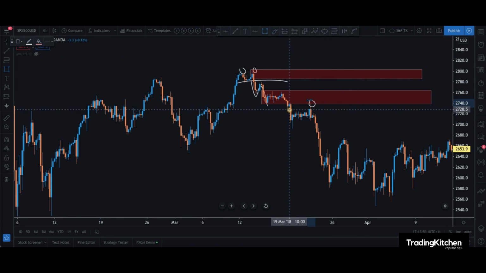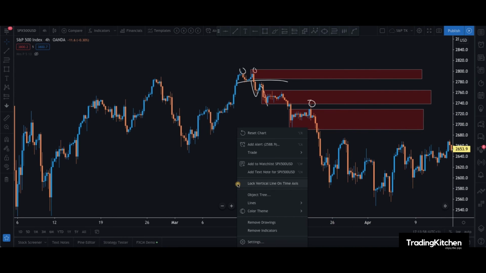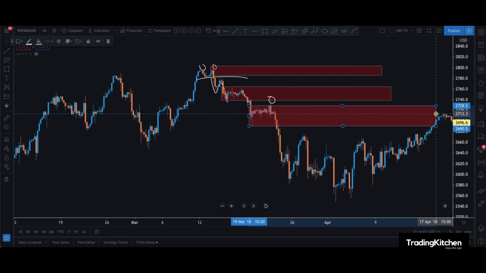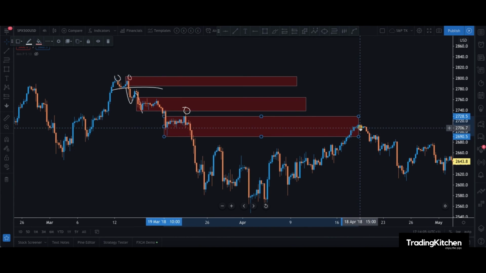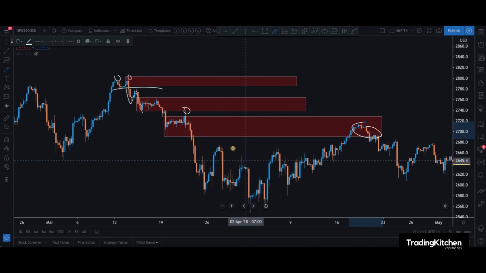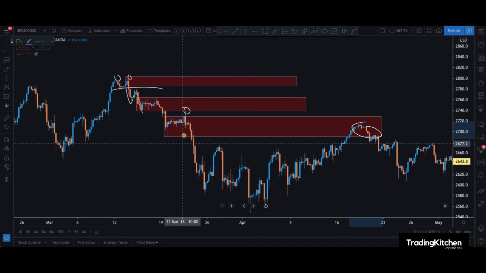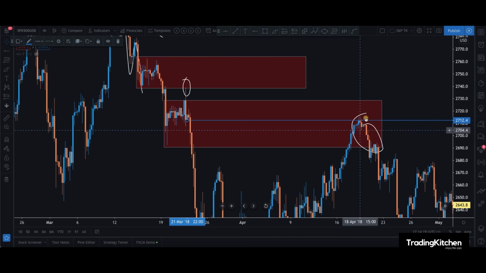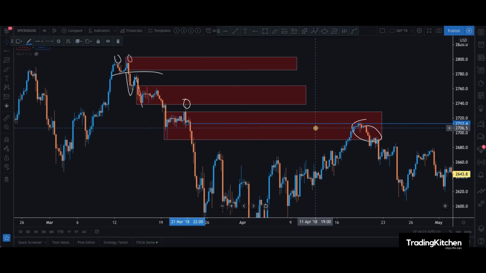Same thing here, another consolidation, and price in fact reacts. This is an impulse where the impulse started. As you can see, perfect for us. This is just a preview of my strategy.